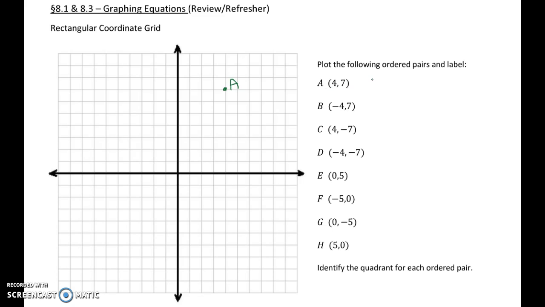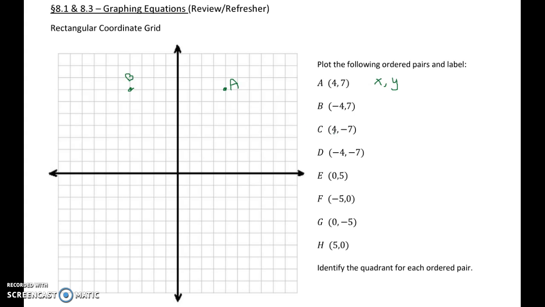So remember the first number is your X, and the second number is your Y. X always tells you to go left or right from the origin, and Y goes up or down. This should all be very familiar. Point B is at negative 4, 7. So we're going to go to the left 4 from the origin, and then up 7. So that's where we're going to have point B.